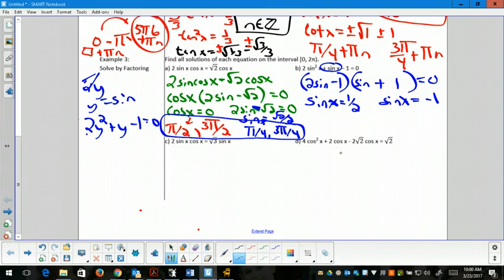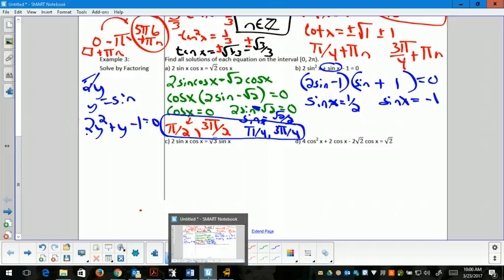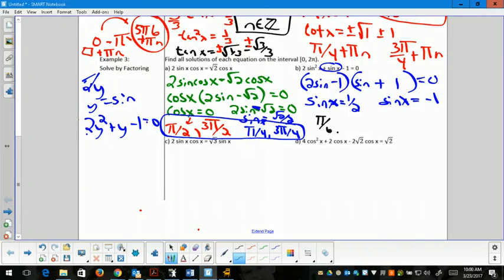All right, so where is sine 1/2? Sine is 1/2 at pi over 6 and 5 pi over 6. Sine is -1 at only one place, at 3 pi over 2. There is only one.